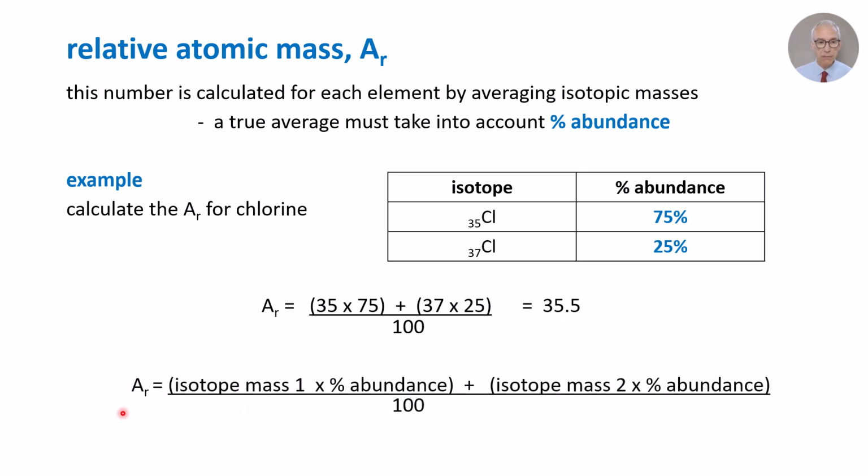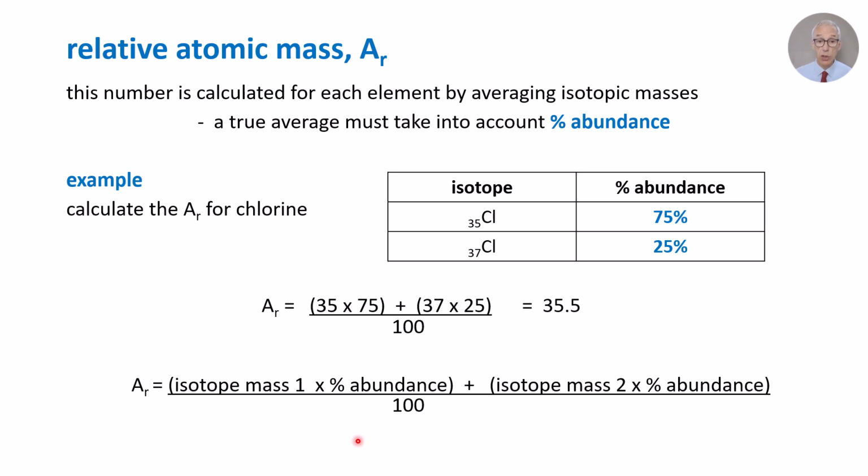So the formula, very simple. The relative atomic mass is the isotope mass of the first, or isotope 1, times its percentage abundance, plus isotope mass 2 times the percentage abundance. The percentages must add up to 100, so divide by 100 to give you a true average.